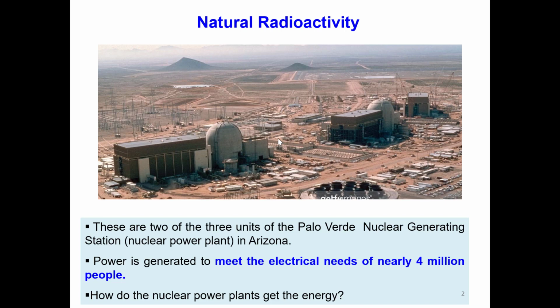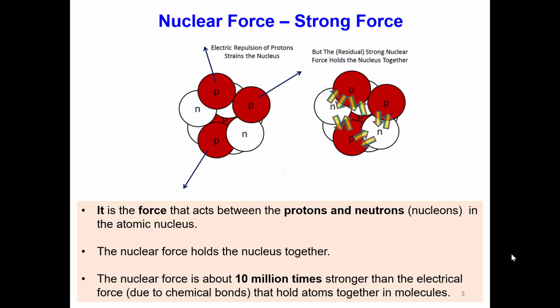But first, we need to know some basic concepts. Let's talk about the nucleus. It consists of protons and neutrons. We know protons have positive charge, and neutrons are neutral. Because protons have the same charge, they repel. Then the question is, how does the nucleus stick together if the protons repel each other?